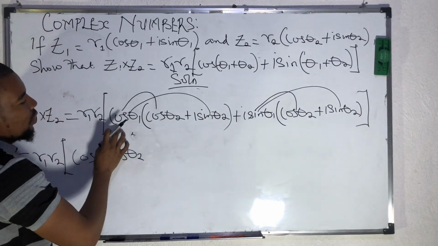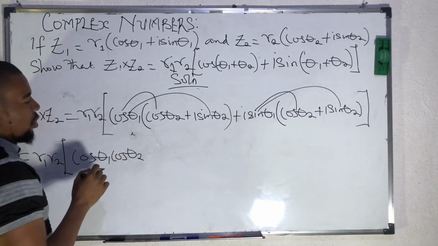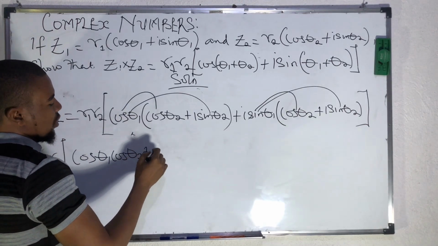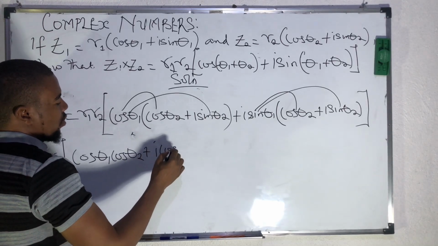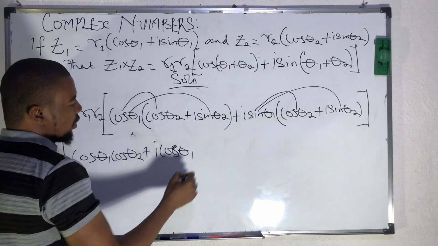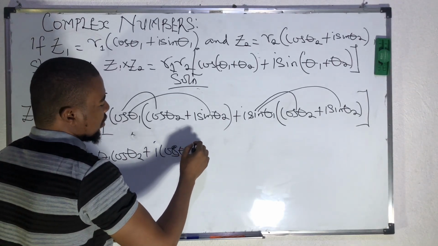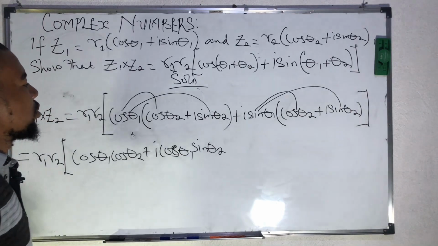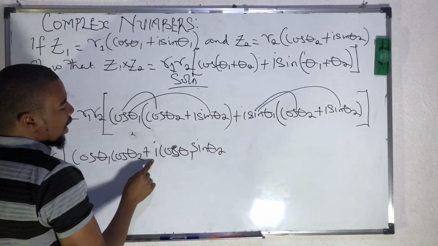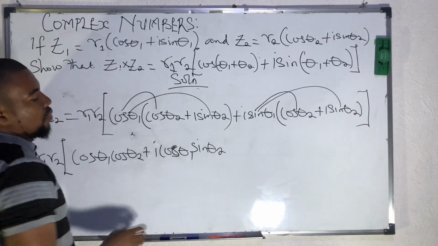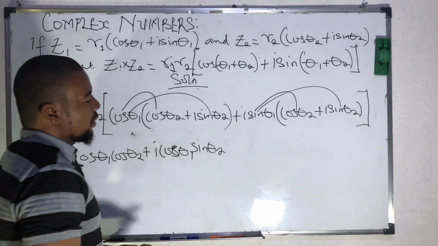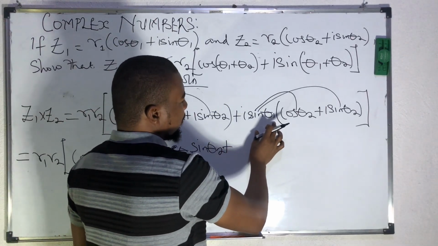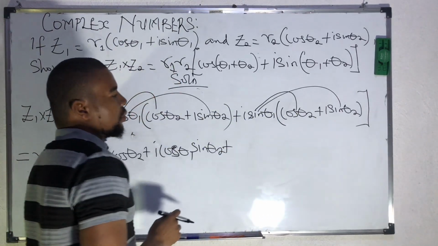Now next up, cos theta 1 times i sine theta 2. If you multiply the two of them, I'm going to get plus i cos theta 1 sine theta 2. All right, so this times this will give you i cos theta 1 sine theta 2. Let's take it step by step to avoid mistakes. Plus, let's do for this one, i sine theta 1 times cos theta 2.